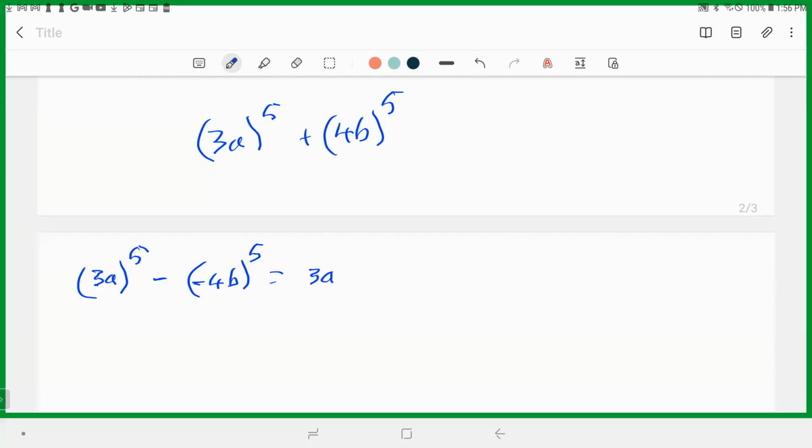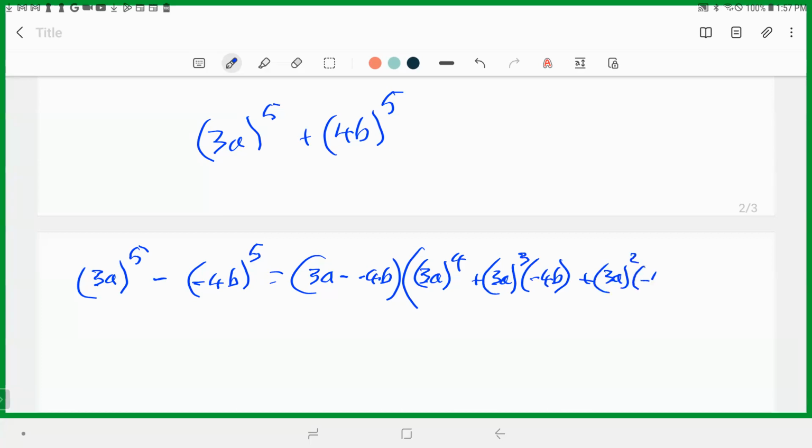So you get the 3a minus negative 4b, which becomes a plus 4b in the first bracket. Now the second bracket: the 3a to the power 4, as this time the power of the first value comes down, and my second value is now minus 4b, going up. So you get plus 3a cubed times minus 4b, plus 3a squared times minus 4b squared, plus 3a times minus 4b cubed, plus minus 4b to the 4th power.